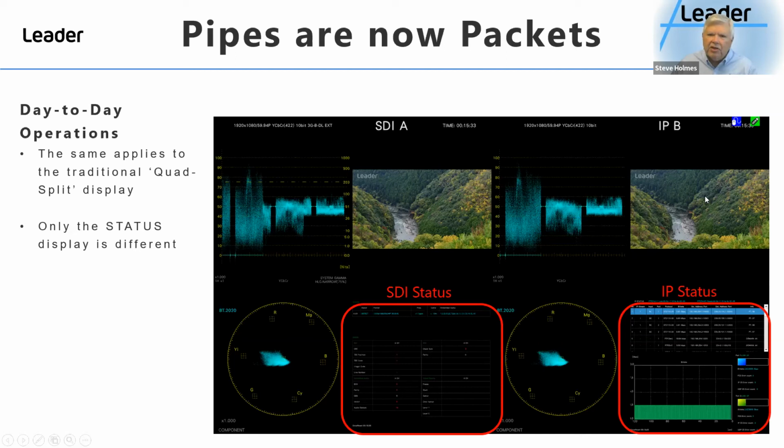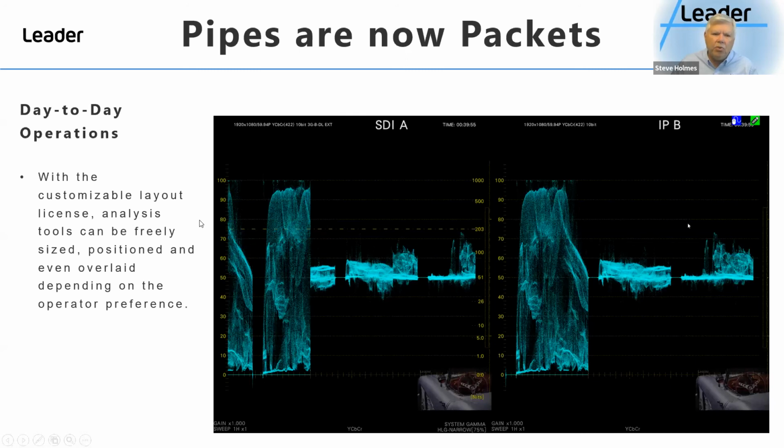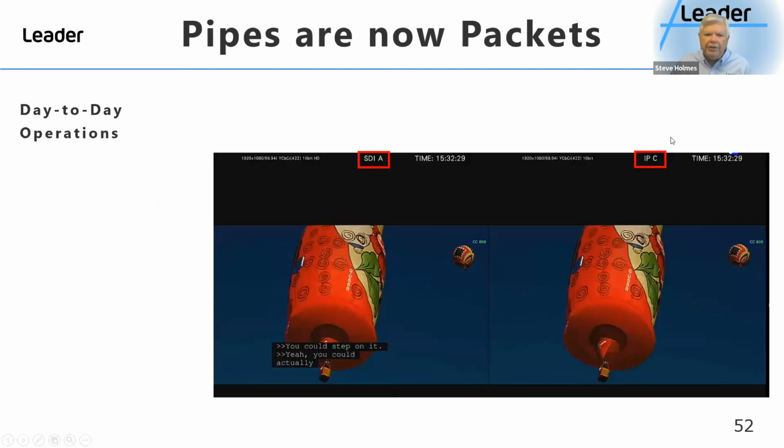Because let's face it, in the early days, we're going to be dealing with a lot of SDI that's coming in, being converted to IP and traversing our network as IP, and we have the ability to turn around and look at both of these. We can look at them as waveforms next to each other with a little picture thumbnail, so we know that we are looking at the same exact data and be able to see what's going on on both my SDI on the A input, and my IP coming in the B input.